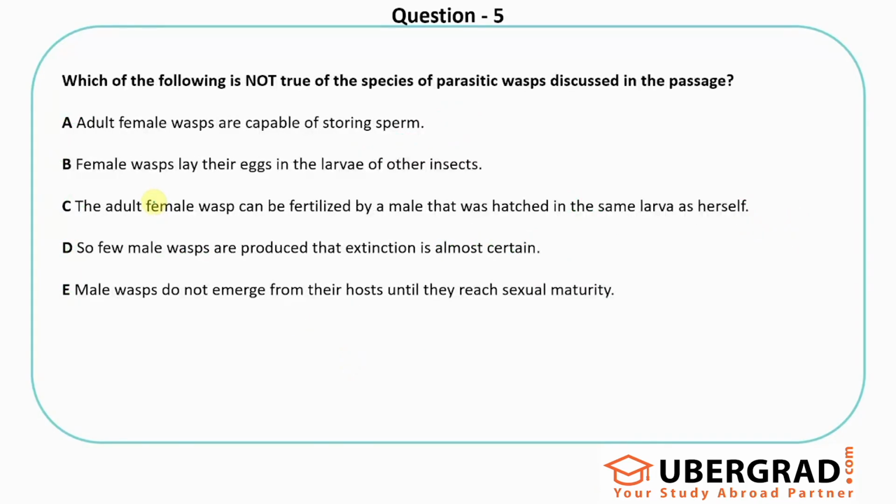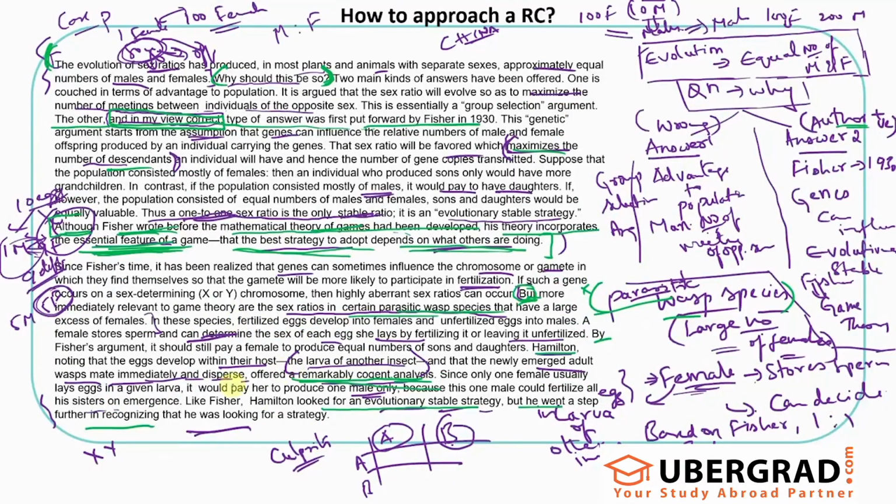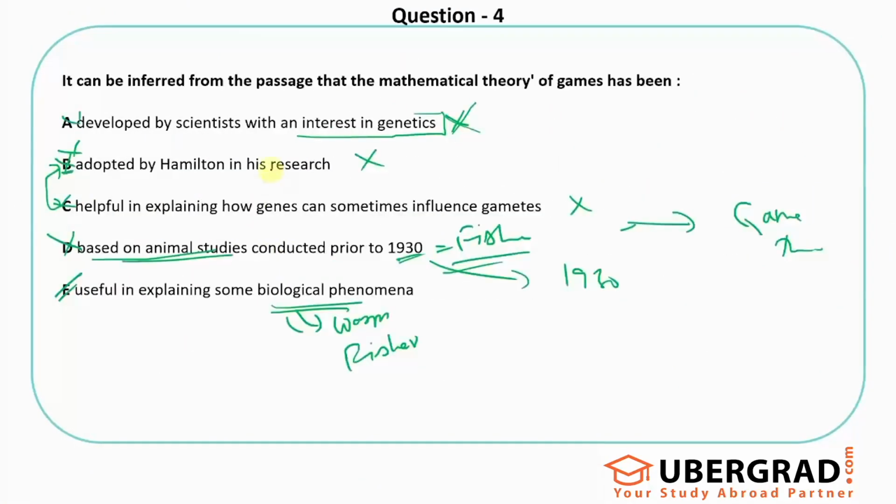The last question: which of the following is not true of the species of parasitic wasps discussed in the passage? Adult female wasps are capable of storing sperm. This is absolutely a true statement, so this is not the correct option. Here it's asking for not true, right? I'll show you. Where is that? Let me check. It can store sperm. Where does the female store sperm? Let me use a different color maybe. Just to mark where the female stores sperm. So that sort of eliminates the first option for me.